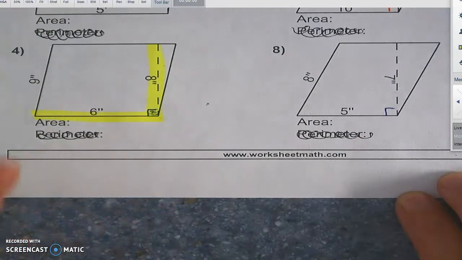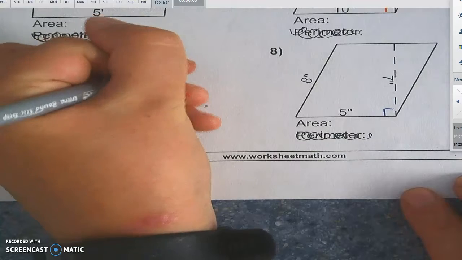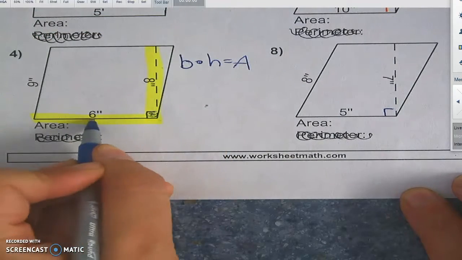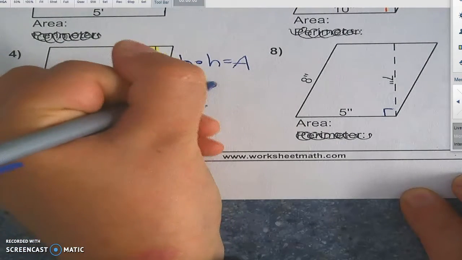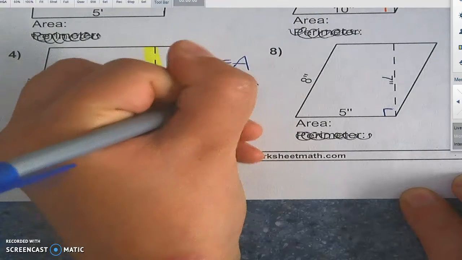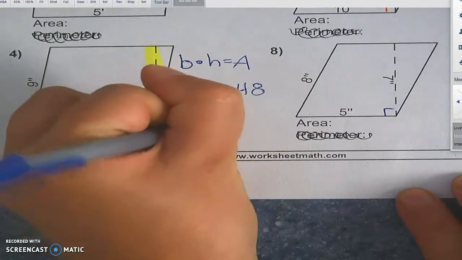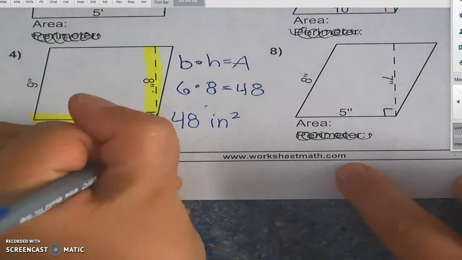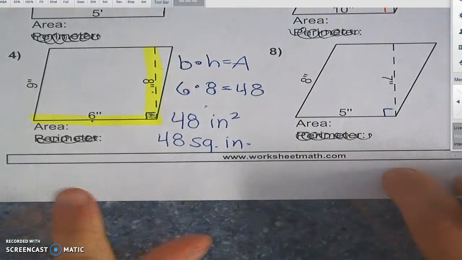then I just need to multiply them together, because to find the area of a parallelogram, we're just doing base times height equals area. So here my base was 6 inches, my height was 8 inches. So I'm going to do 6 times 8 equals 48. And then I can write that as 48 inches with this little 2. That means square inches, or I could write it as 48 SQ inches.